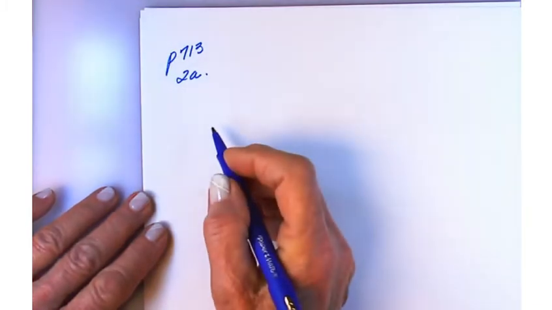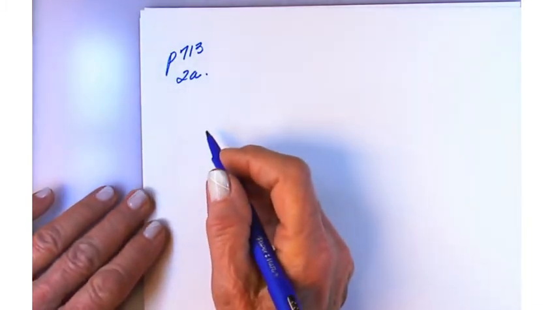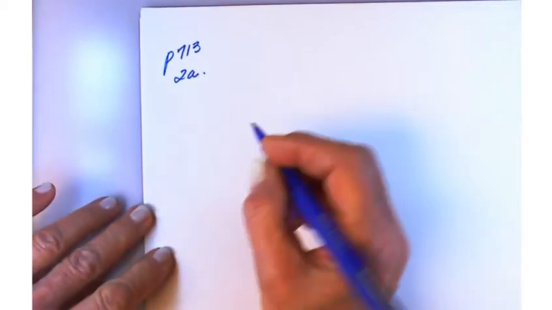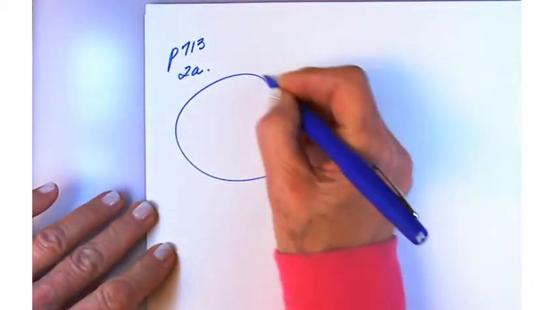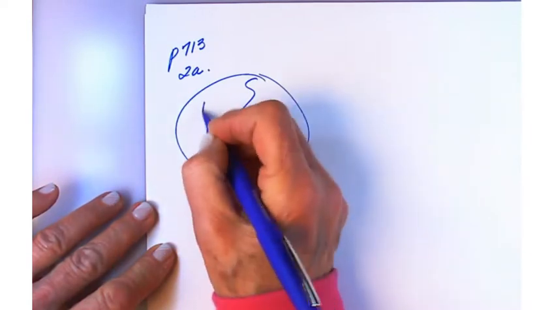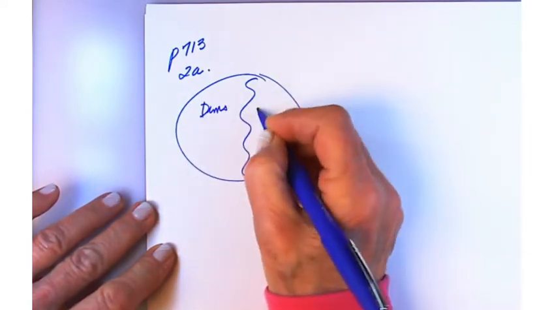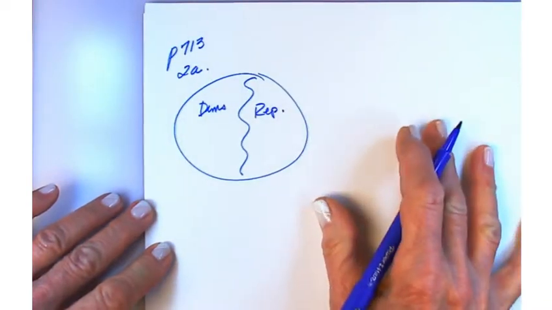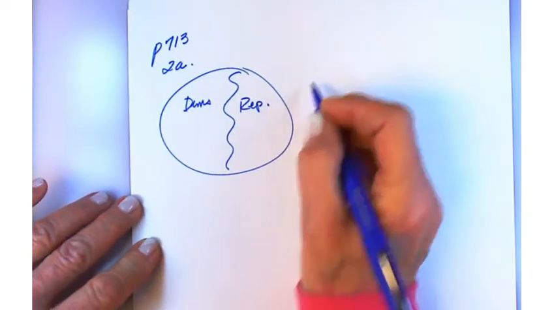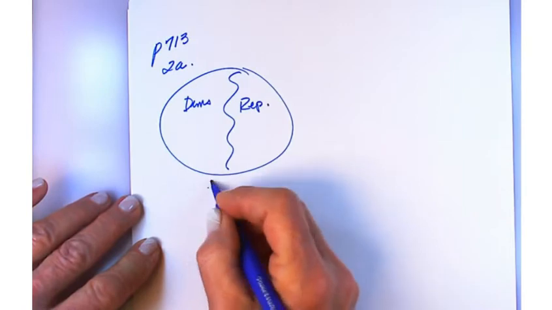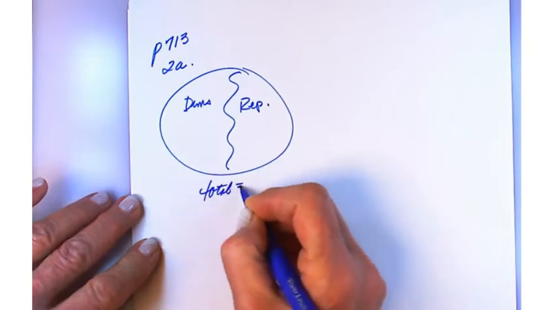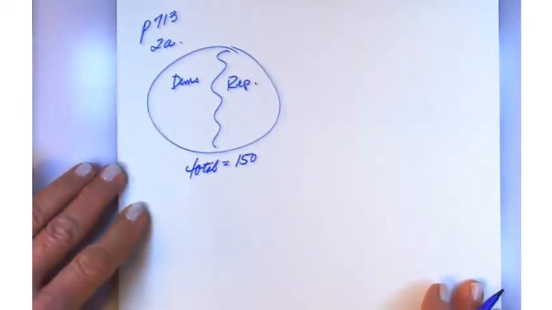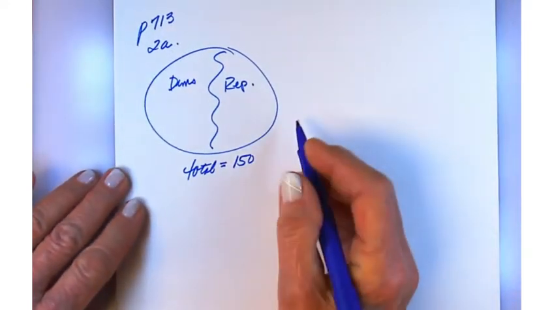The 150-member Iowa legislature includes 12 fewer Democrats than Republicans. So let's just kind of look at what we have. We have a legislature made up of Democrats and Republicans. And my clue is all of these together is 150 people. So anytime you can draw a little hint for yourself, please do that.